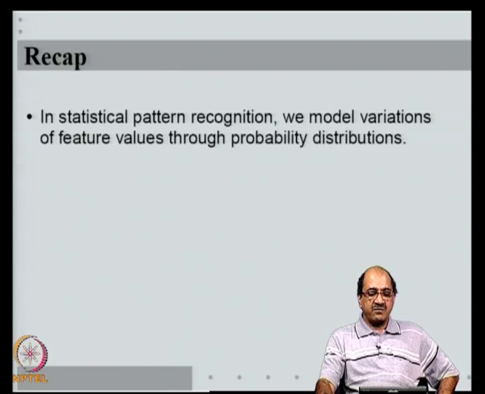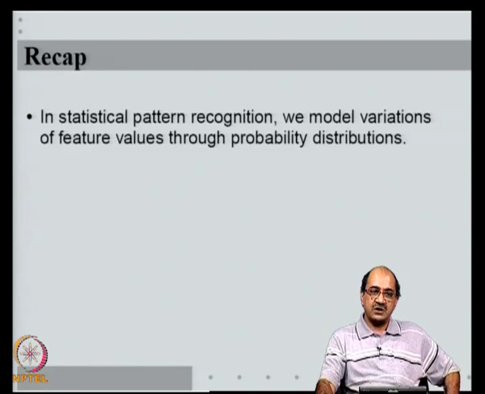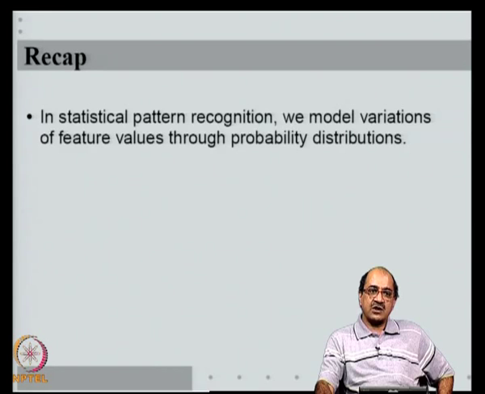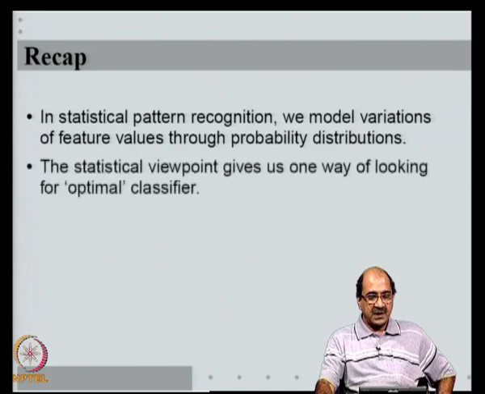We have decided that we will be following the statistical approach to pattern recognition, so-called statistical pattern recognition. The characterizing feature of it is that we model the variations of feature values through probability distributions. So, a feature vector belonging to a class now becomes a random variable, which takes different values with different probabilities. That is what is meant by variations in feature values being captured through probability distributions. Each of the features themselves will be a continuous random variable, and the feature vector will be a vector of continuous random variables.